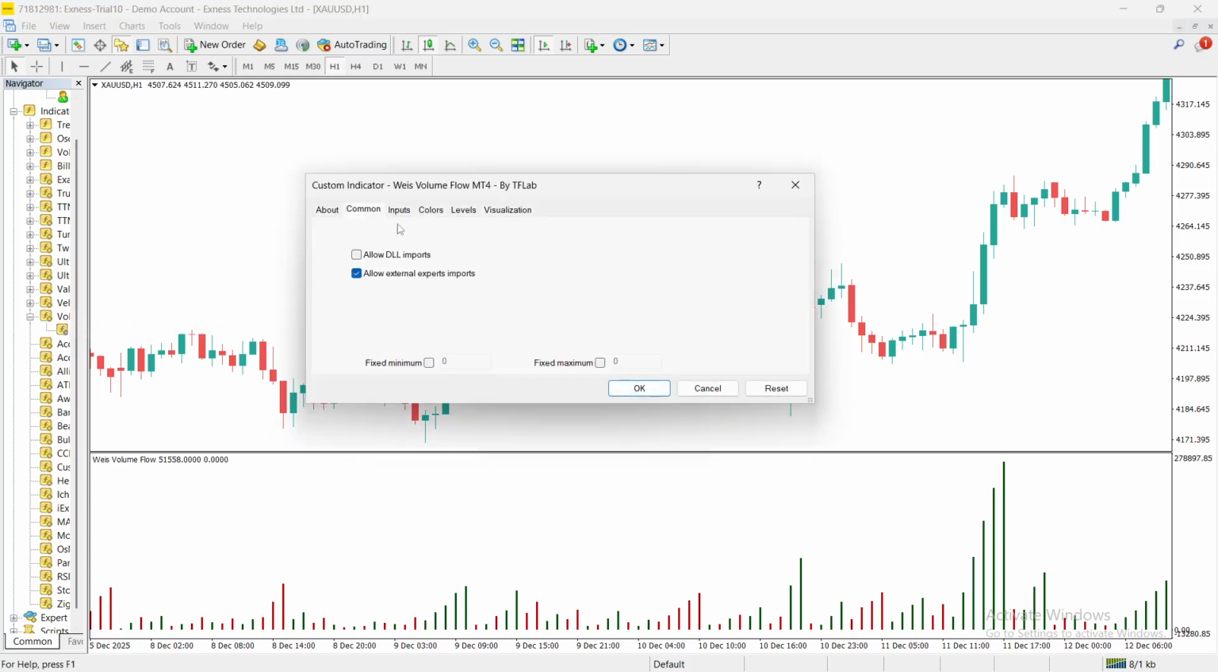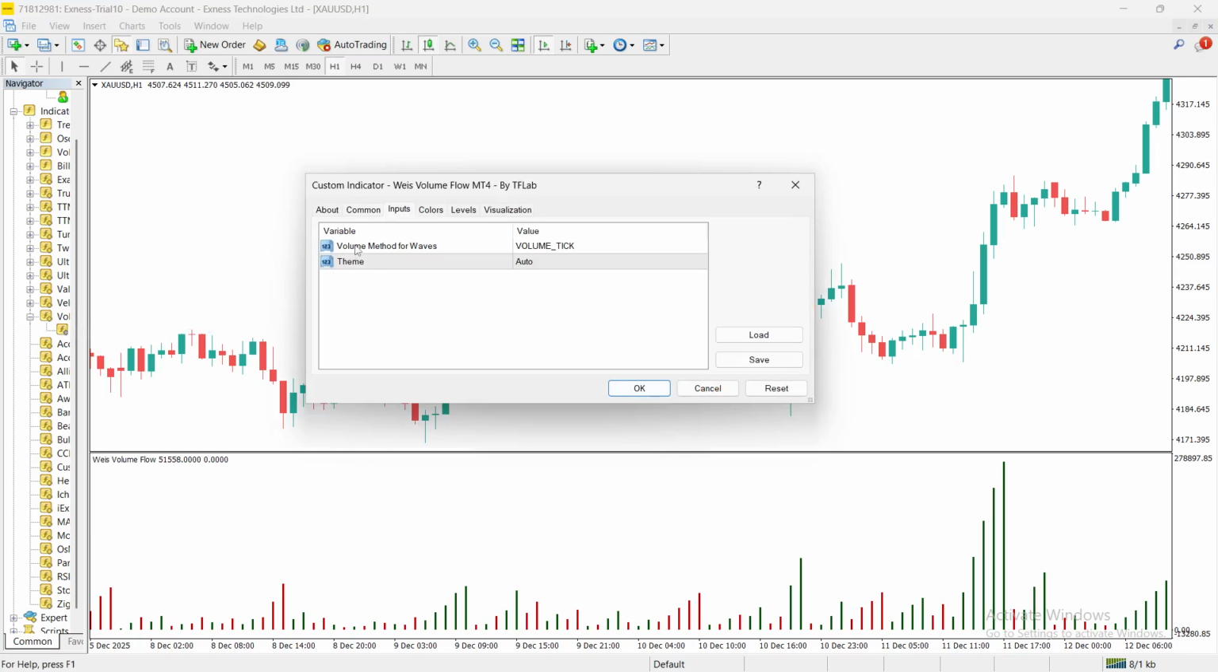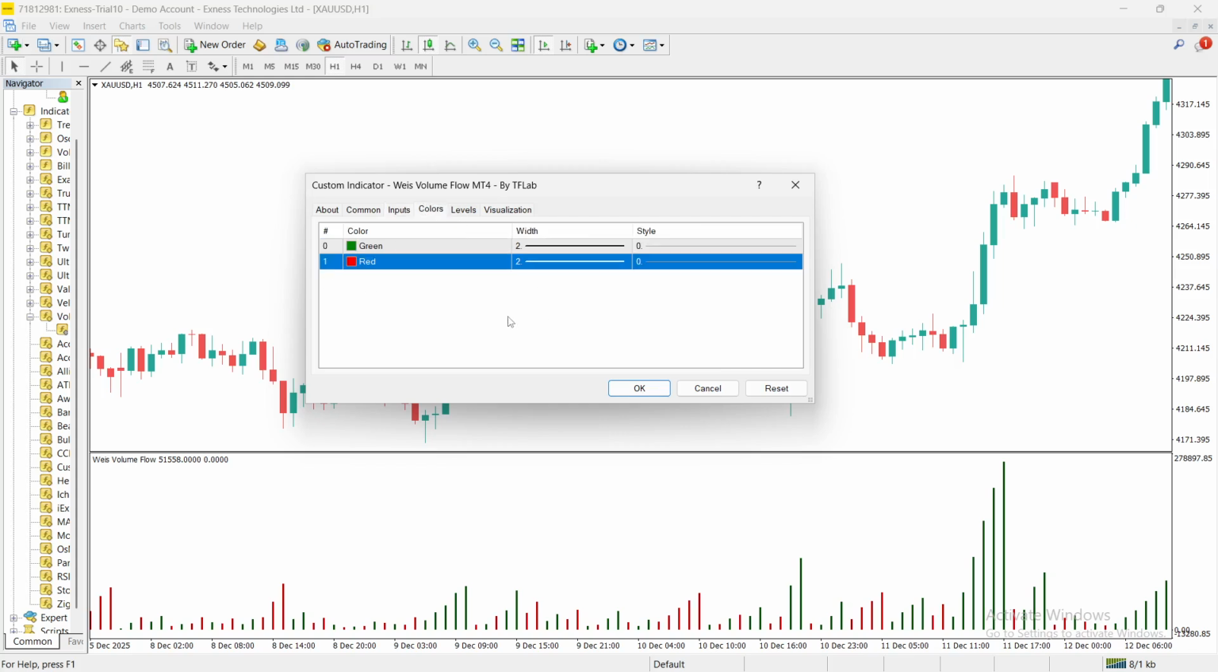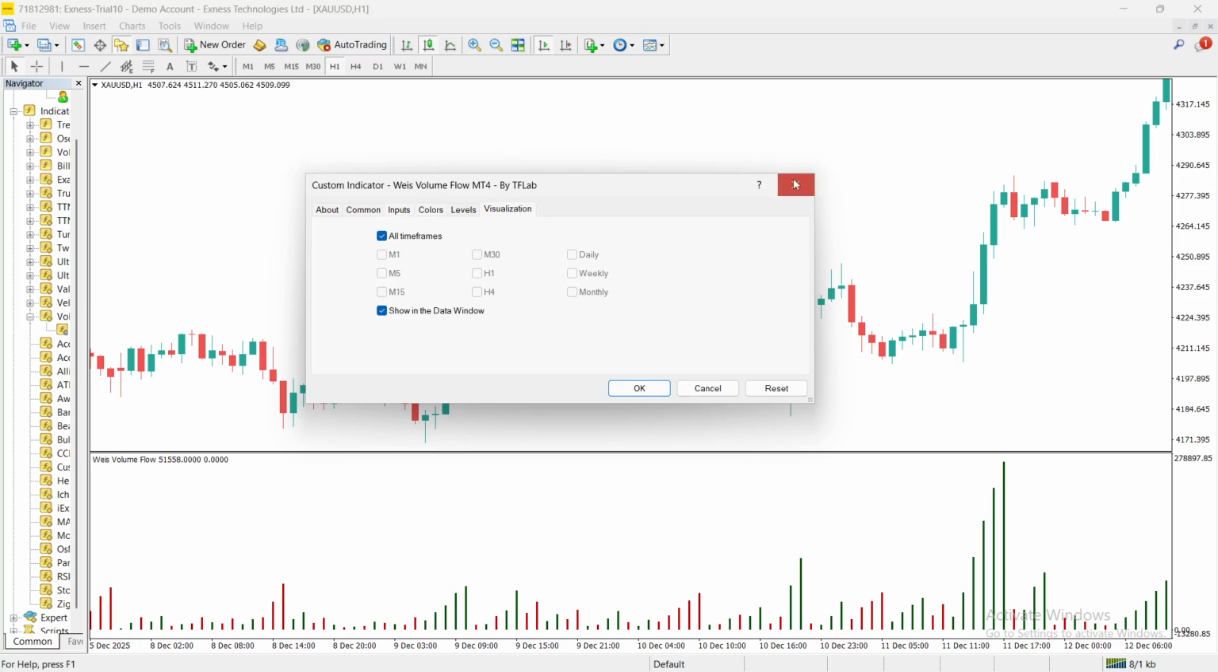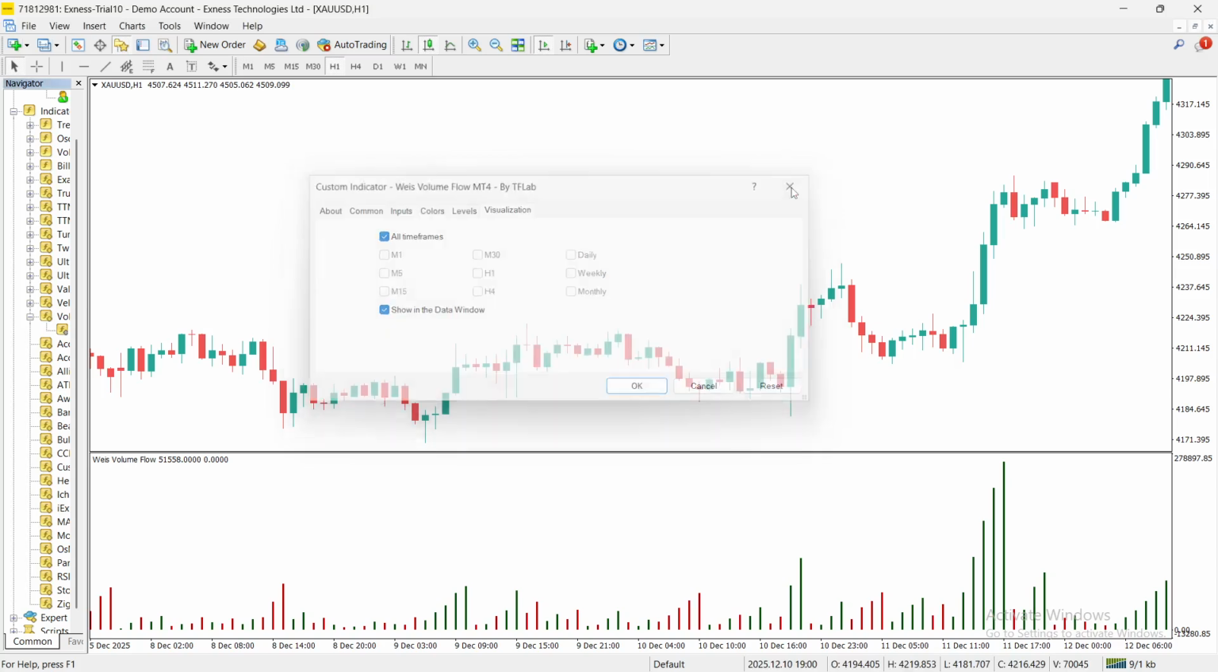As for the settings, let's take a look at what we have. Okay, so we can customize the volume method for waves, and we can customize the themes as well. We can also customize our preferred colors and trade on our preferred time frames.